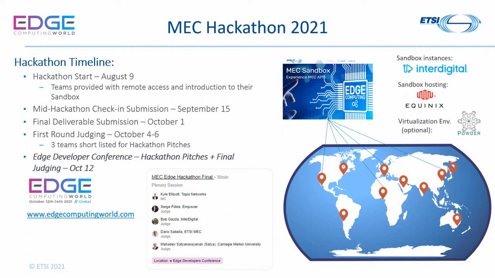The first round of judging happened between October 4th and 6th. This was a virtual remote event. 3 teams were shortlisted for hackathon pitches. These 3 teams presented in the Edge Developer Conference that was held on October 12th.